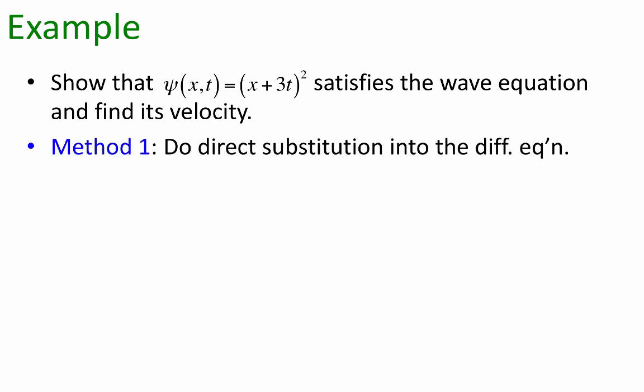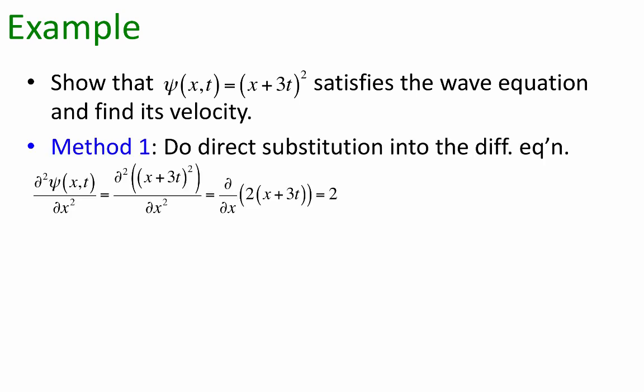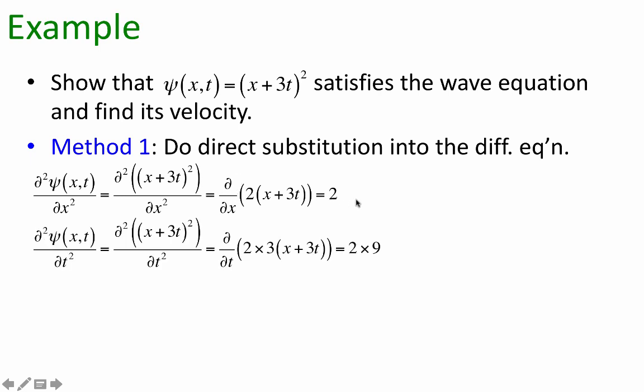Let's do this with the other method. This is really heavy-handed, and I write this out so that you can see what partial derivatives look like. When we do the partial derivatives, we take the first derivative, and then we're still left with another derivative. So you take one derivative with respect to x, you get 2 times x plus 3t. Take the second derivative with respect to x, you get 2. Now let's do the derivatives with respect to time. Take the first derivative with respect to time, we get 2 times 3 times x plus 3t. Take the second derivative, we get 2 times 9.